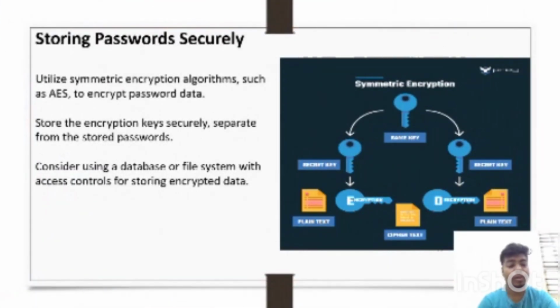Storing passwords securely. Storing passwords is a method to protect user information and enhance security. Utilize symmetric encryption algorithms such as AES to encrypt the password data. Here in the diagram, in symmetric encryption, the same secret key is used for encryption and to open the plain text. As I said, encryption is the process of converting readable data into non-readable form, the cipher text. Store the encryption keys securely, separate from stored passwords. Consider using a database or a file system with access controls for storing encrypted data.